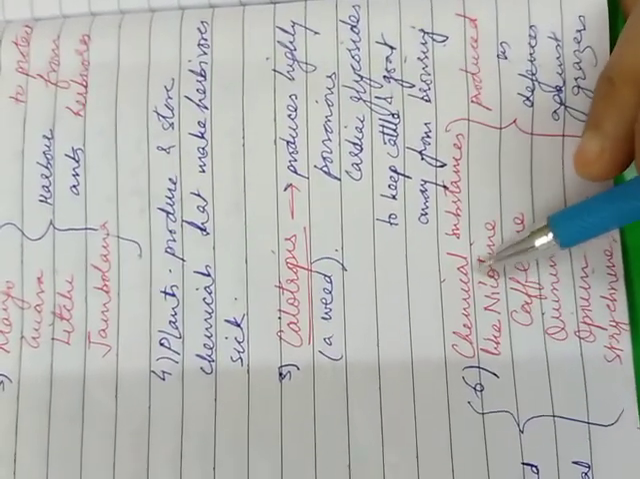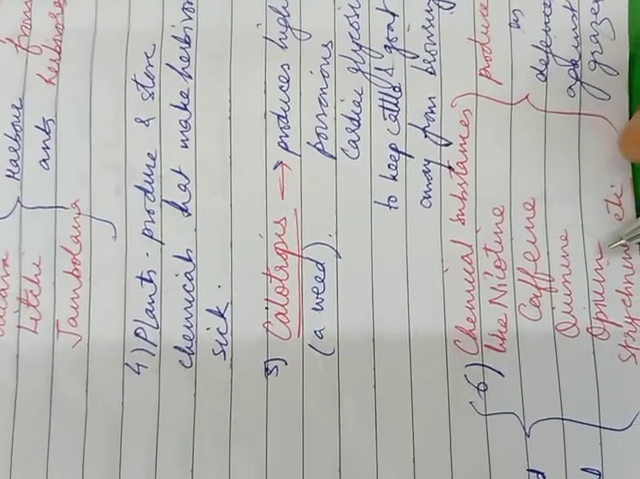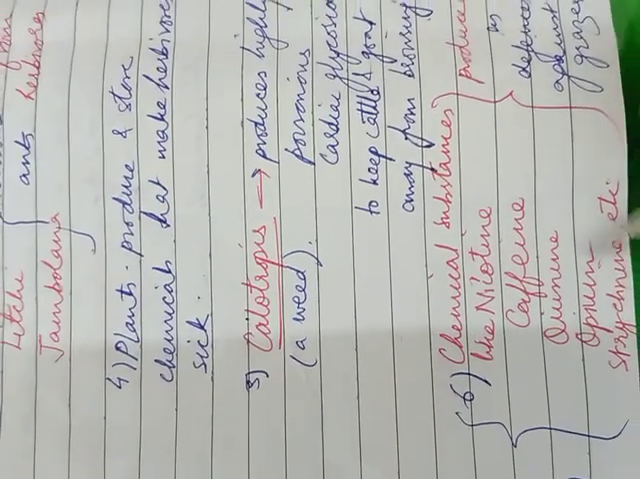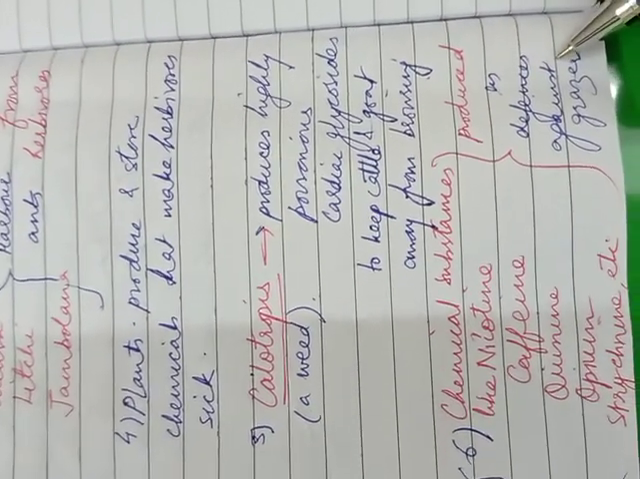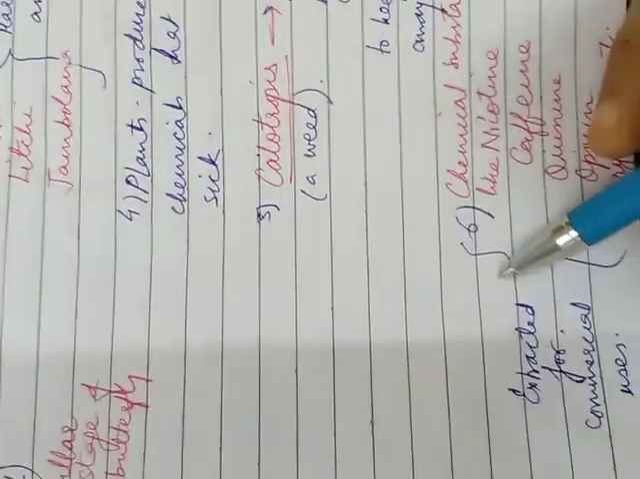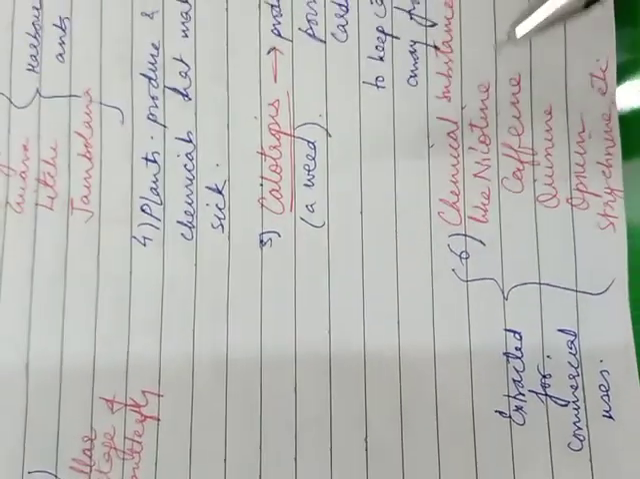And the last is chemical substances like nicotine, caffeine, quinine, opium, and strychnine, etc. They're produced as defenses against grazers, but the commercial use makes the people extract them for their own benefits.